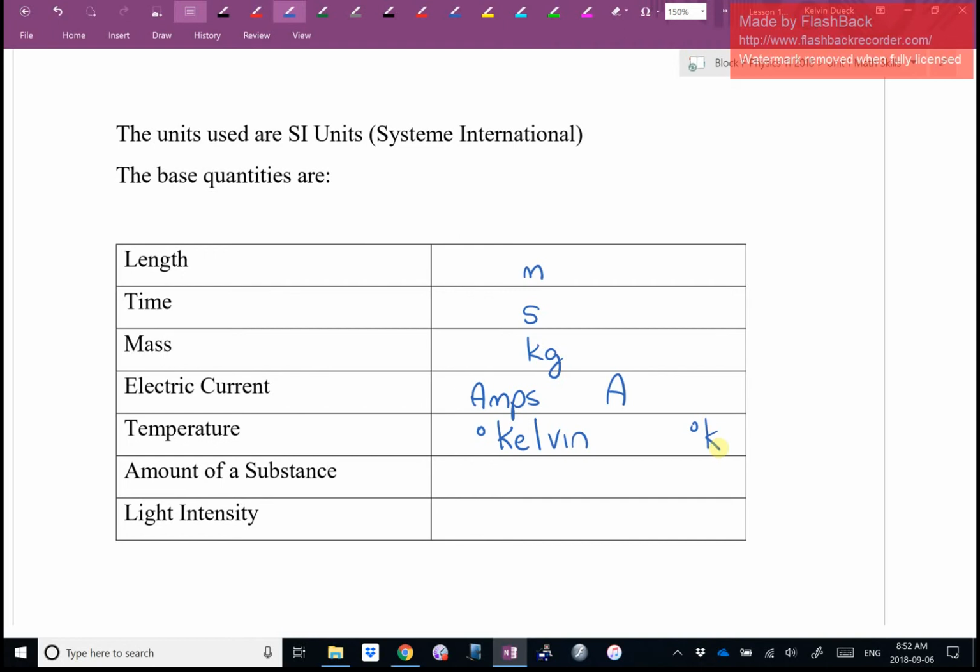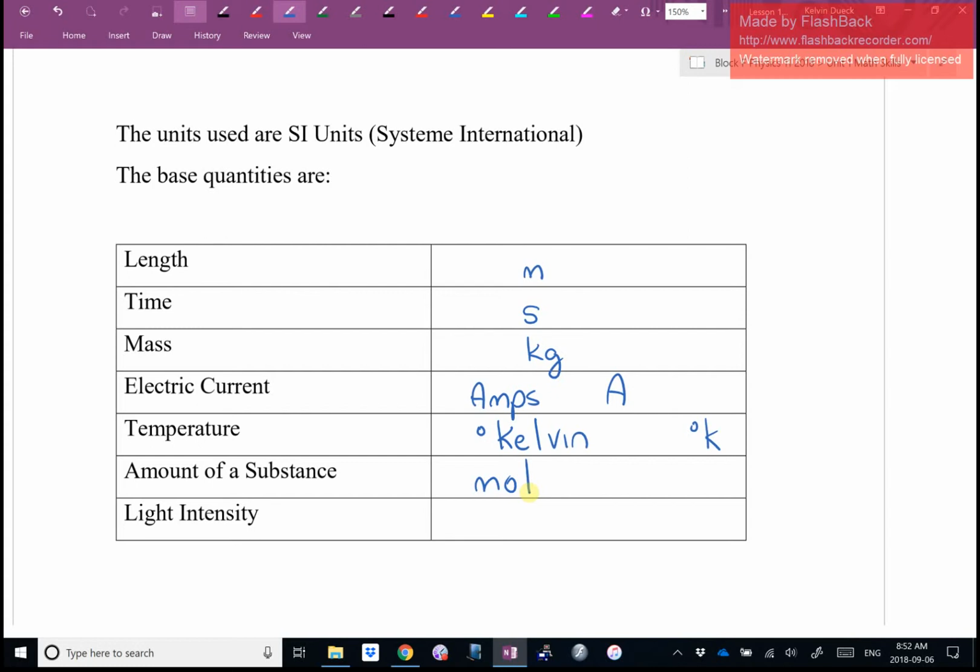Does anybody know what the amount of a substance is in chemistry? Mr. Perugia has it hanging from his ceiling, if you've had Mr. Perugia. Yeah, moles. Abbreviation MOL. Those are the first 6.